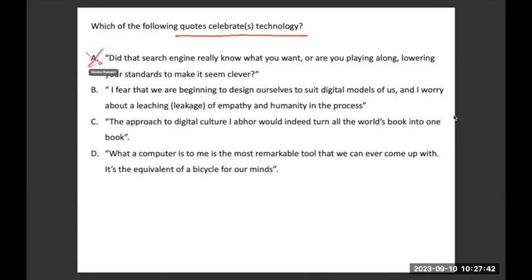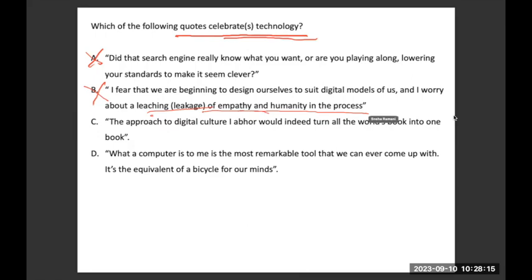The second part, I fear that we are beginning to design ourselves to suit digital models of us. And I worry about leaching or leakage of empathy and humanity in the process. A critique on technology developments and its impact on humanity and empathy. So even B is wrong. It's not celebrating technology, but it's criticizing it, negatively criticizing it. Criticizing can be positive also, but this is a negative criticism.